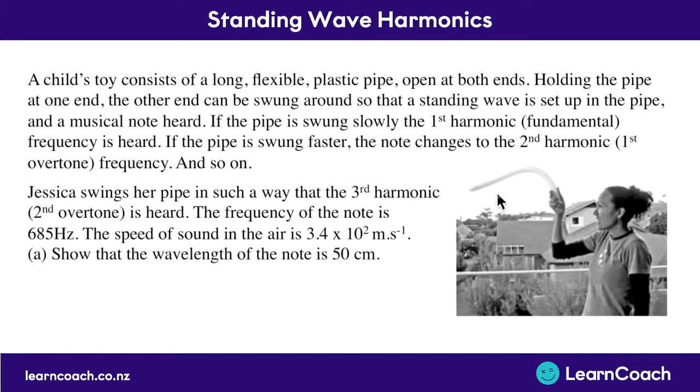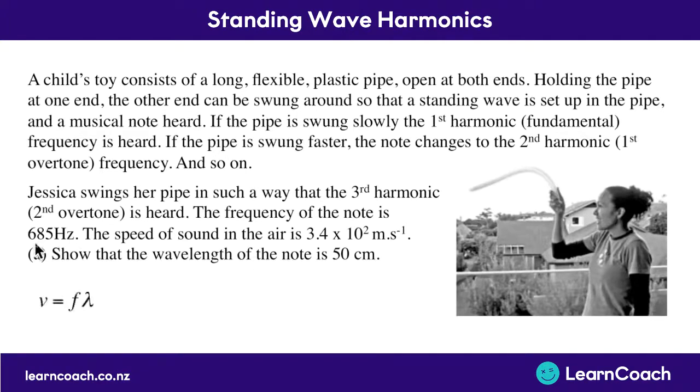So Jessica here swings her pipe in such a way that the third harmonic is heard. The frequency of the note is 685 Hz, and the speed of sound in air is 3.4 times 10 to the 2 meters per second, or 340 meters per second. We need to show that the wavelength of the note is 50 centimeters.